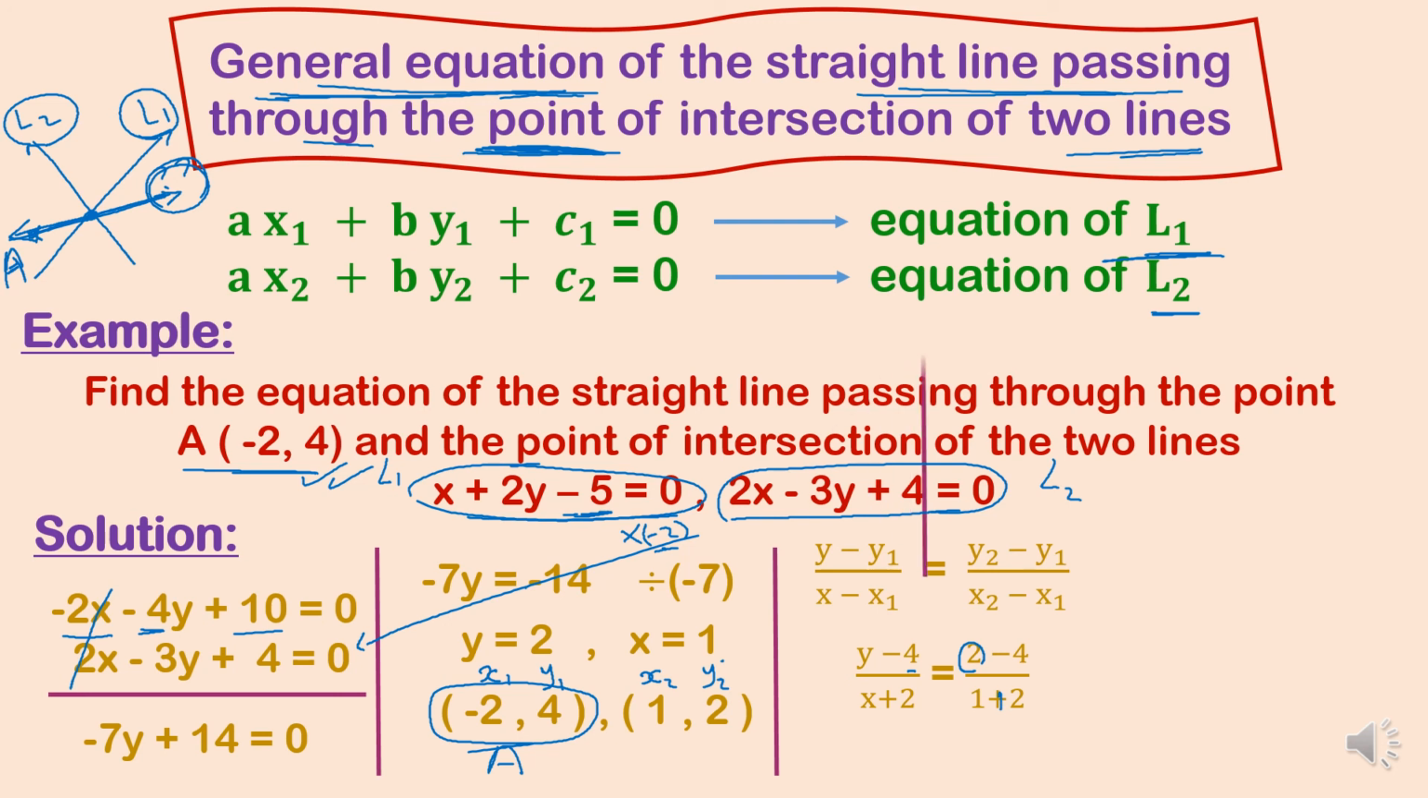So, the answer is y minus 4 over x plus 2 equals negative 2 over 3. Then, by cross multiplication, the required equation is 2x plus 3y minus 8 equals 0.